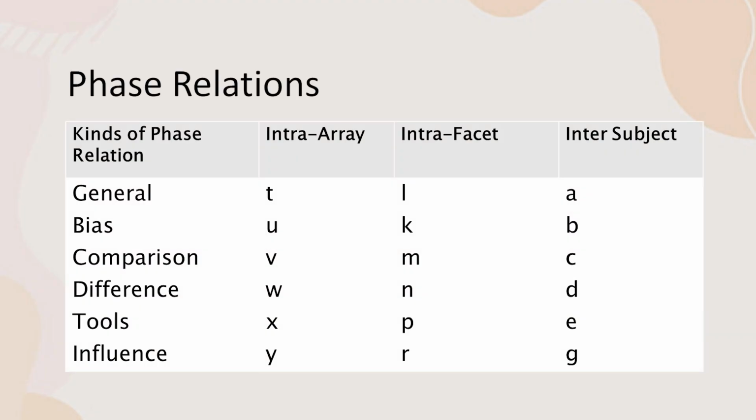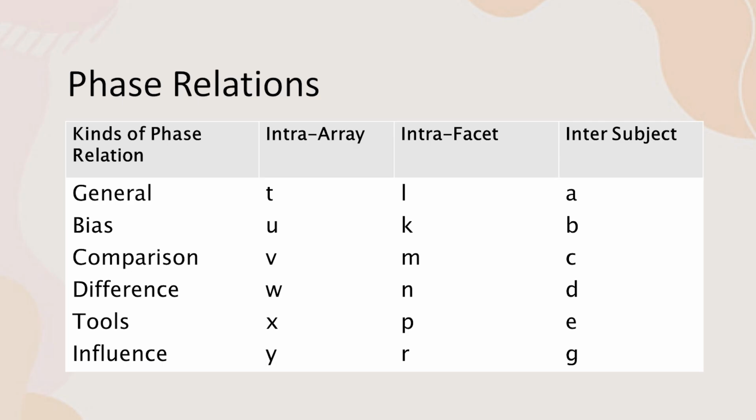Another concern is the formation of complex subjects and the relation between two or more subjects, or the relation between two or more isolate ideas which may form complex subjects or idea complex. We shall see that there are 6 types of relation which may occur between different subjects or different isolate ideas to form the complex subject or idea complex. Such relations may be general phase relation, bias phase relation, comparison phase relation, difference phase relation, tools phase relation and influence phase relation.